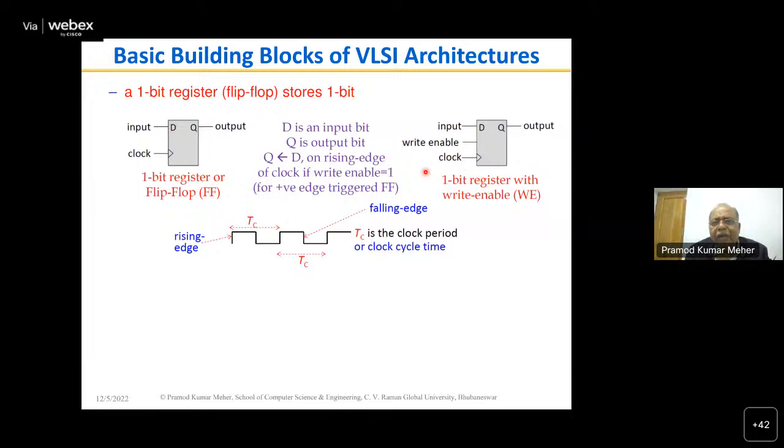Sometimes we have a write enable signal. When the write enable signal is there, then only on the rising edge of the clock can the input be available as output. When write enable is 0, it means the flip-flop is disabled. At that time, the input will not go to the output.